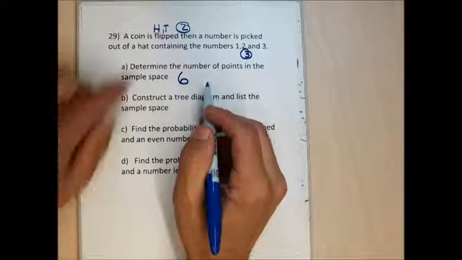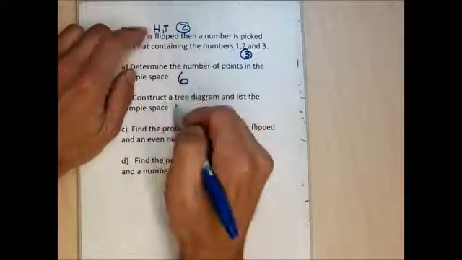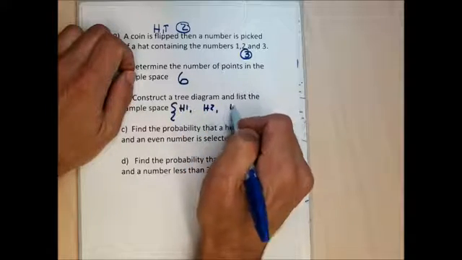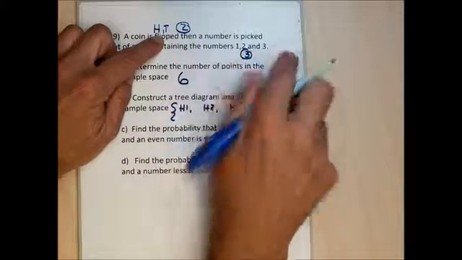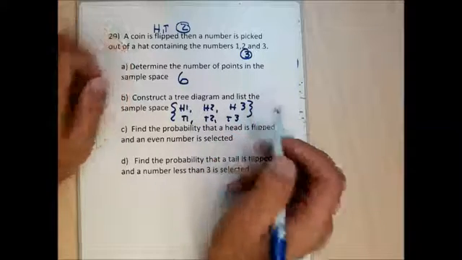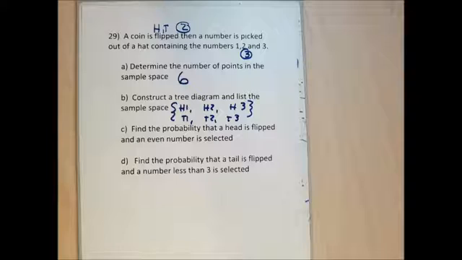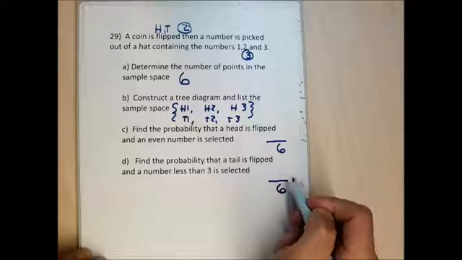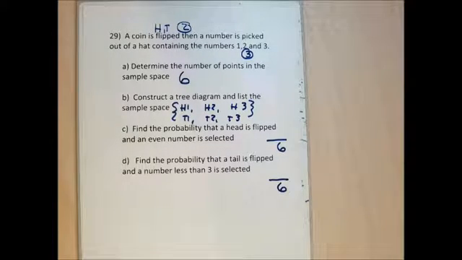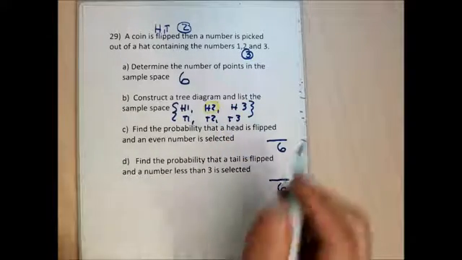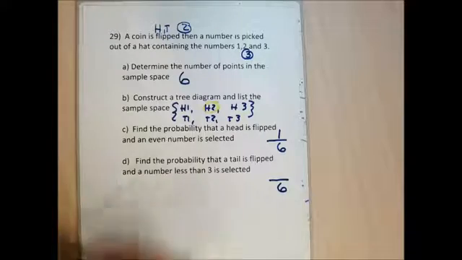And then if I did a tree diagram, I'm going to get a head 1, a head 2, head 3. And I'll let you do that if you want to, but you don't have to. You can skip this problem. And then a tail 1, a tail 2, and a tail 3. So those are the 6 elements that should be in your sample space. For each of the probability questions, I'm going to put a 6 in the denominator because there's 6 items in the sample space. For part C, I need a head and an even number. For part C, there's only 1 element in the sample space that has both a head and an even number. So you're going to get 1 in the numerator.